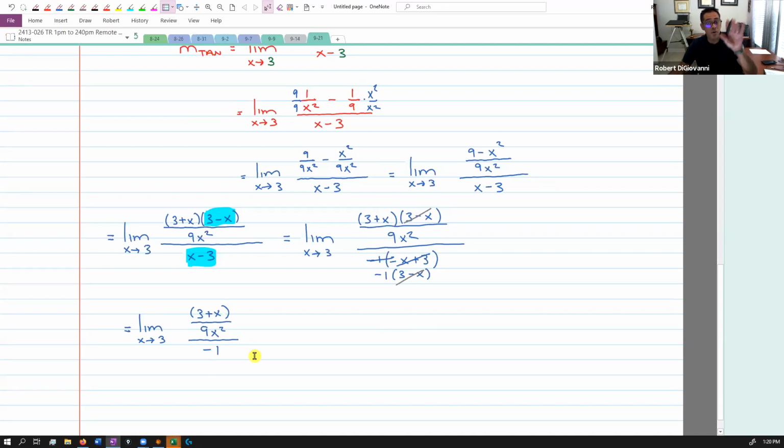Now I let x approach 3. As x goes to 3, I get 3 plus 3 on top. So no more limit now. 3 plus 3 is 6 over 9 times, okay, 3 squared is 9, so 9 times 9. Then all of that over -1. This turns out to be -6 over 81. And then I can reduce that fraction. That's going to be -2 over 27. 3 goes into both of those, right?